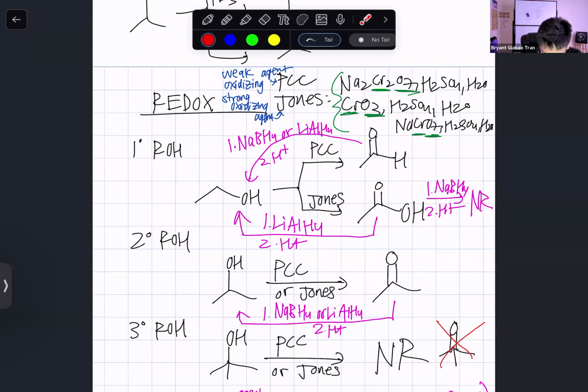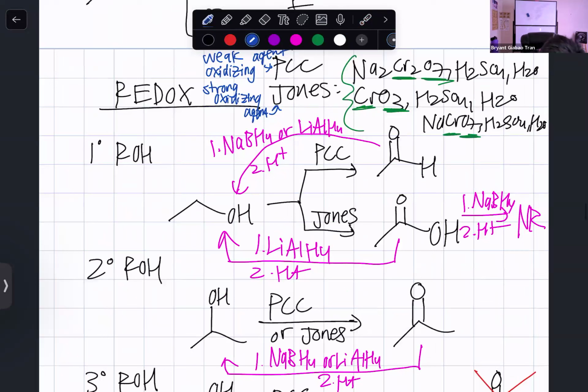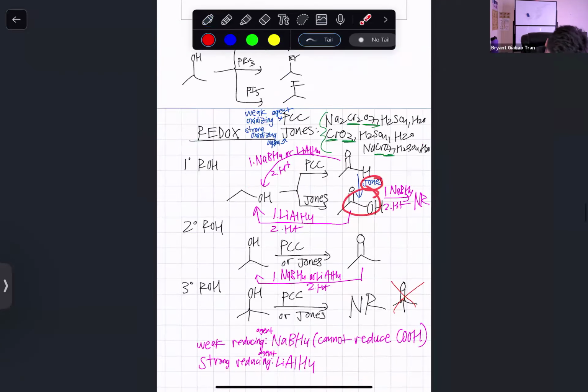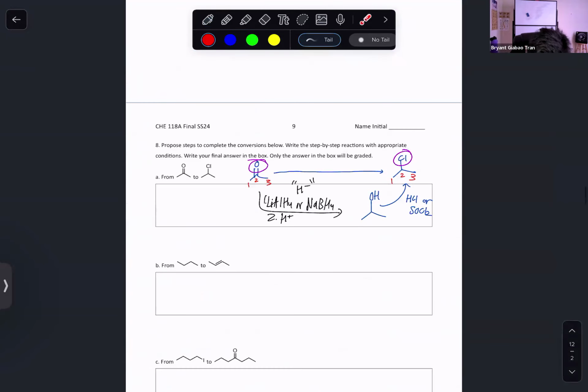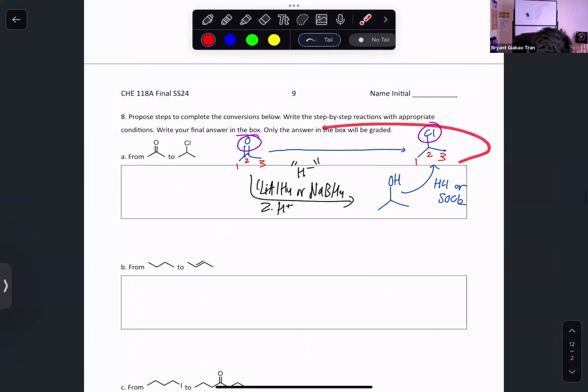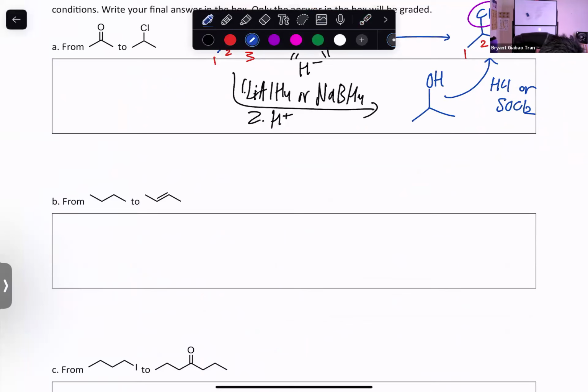But just use this chart right here. If you want to convert an aldehyde to a carboxylic acid, you can use Jones. So for 118A, these should be your oxidation and reduction reactions here. Okay, so that's the synthesis problem for part A. Now let's do part B.